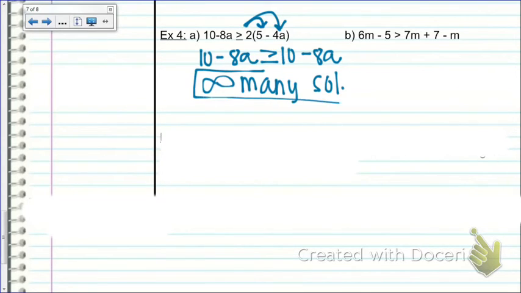Okay, because it's the identity. So identity is another way of saying that. You could stop here. No, because there's no way to draw it. Because eventually, if we cancel everything out, we're going to get 10 is greater than or equal to 10.